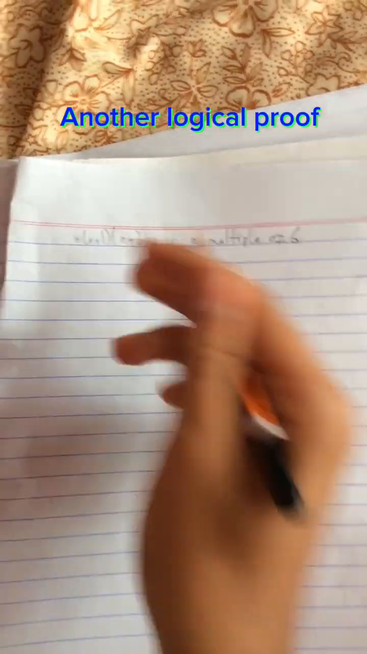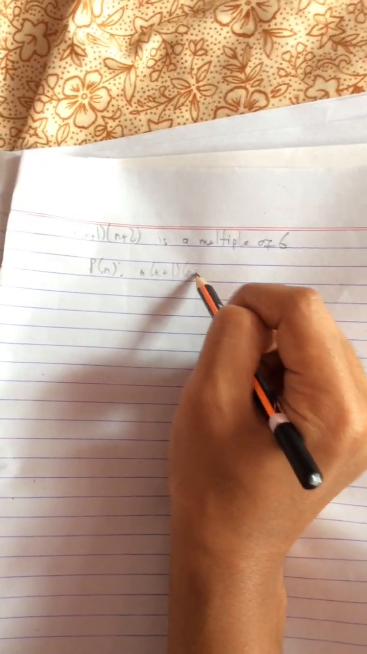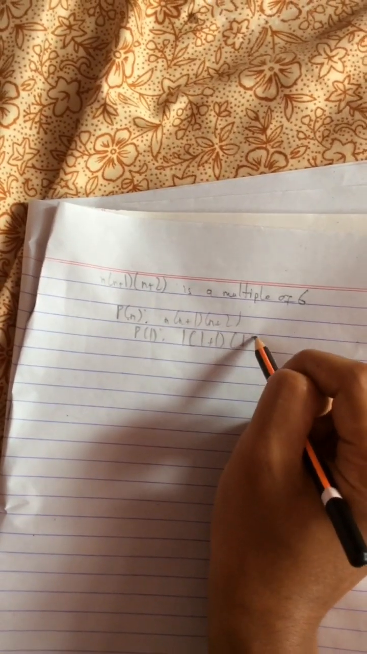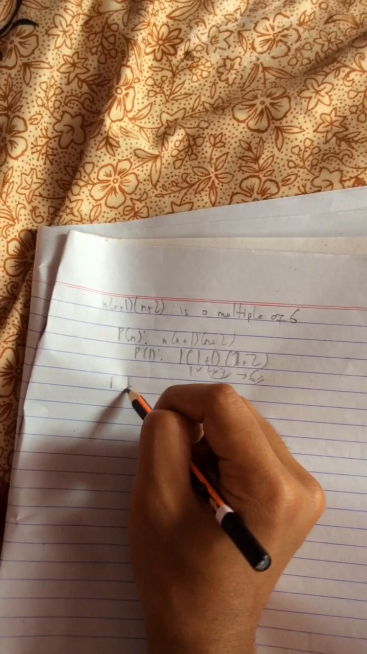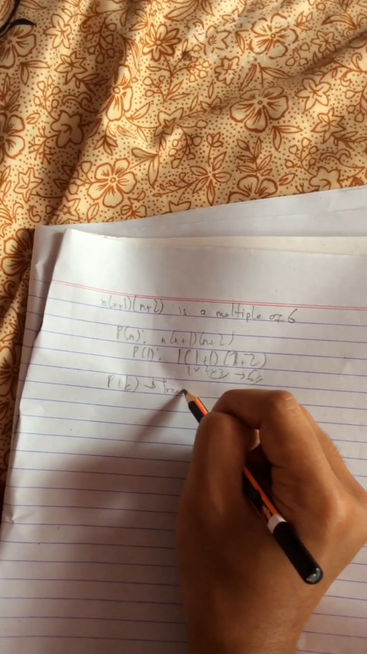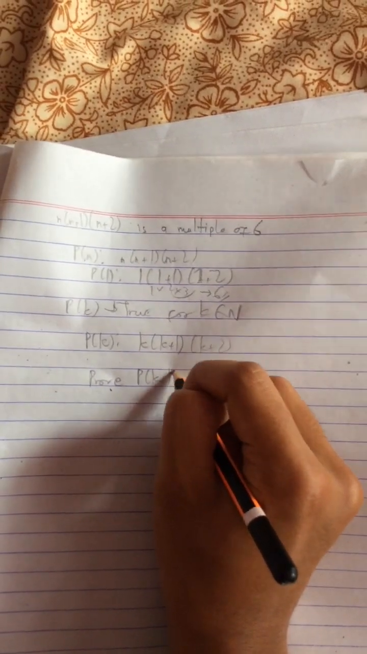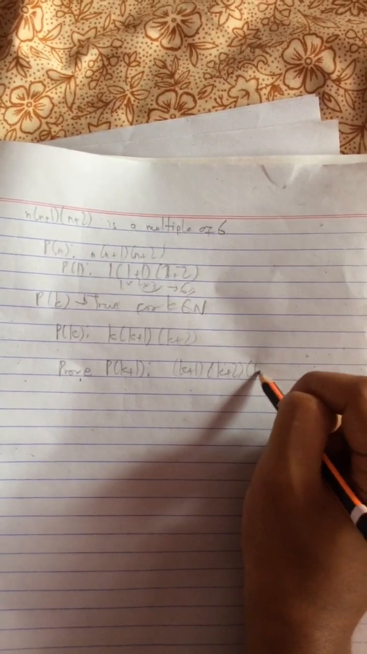Similarly, P(n) will also be true for all n belonging to natural numbers. So we need to prove n into n plus 1 into n plus 2 is a multiple of 6. The first step is to relate this equation, n plus 1, n plus 2. Now we have P(1): 1 into 1 plus 1 into 1 plus 2, which is just 1 into 2 into 3, which is 6, which is true. So now we let P(k) be true for k belonging to natural numbers.